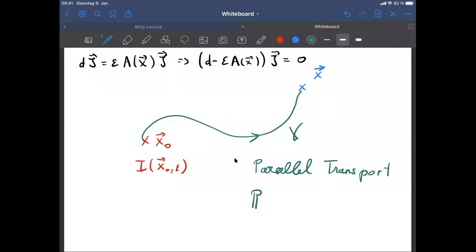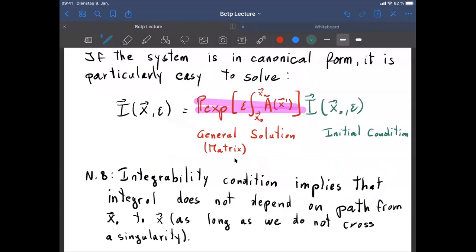Well, we know what a Wilson line is. That is the path-ordered exponential of the integral along the path of the gauge field. But the gauge field is this, right? Epsilon times A of x. And so the result of this parallel transport will be my parallel transport operator, which is this path-ordered exponential, acting on the initial condition.